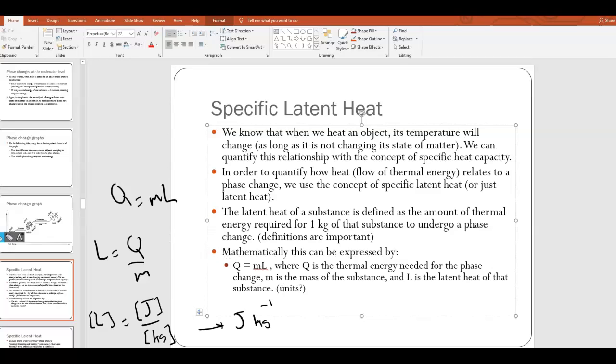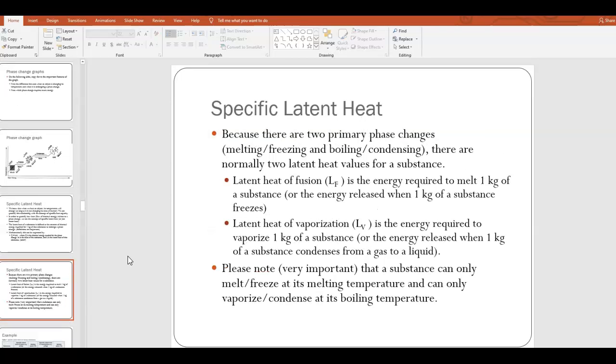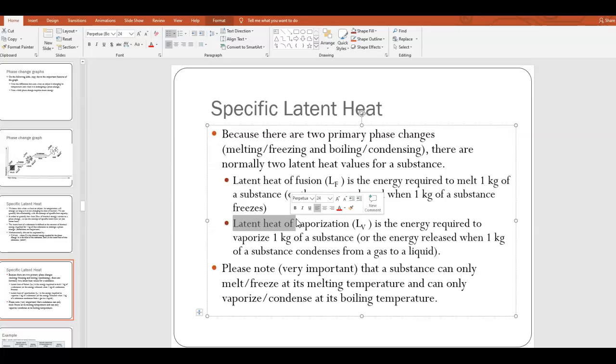Alright, so what we're going to see now on the next slide is that there's actually two types of latent heat because there's two common types of phase changes. You have melting and freezing, and then you have boiling and condensing. And so you have the latent heat of fusion. It says latent heat of fusion is the energy required to melt 1 kilogram of a substance, or the energy released when 1 kilogram of a substance freezes. And the latent heat of vaporization is the energy required to vaporize 1 kilogram of a substance, or the energy released when 1 kilogram of a substance condenses from a gas to a liquid.